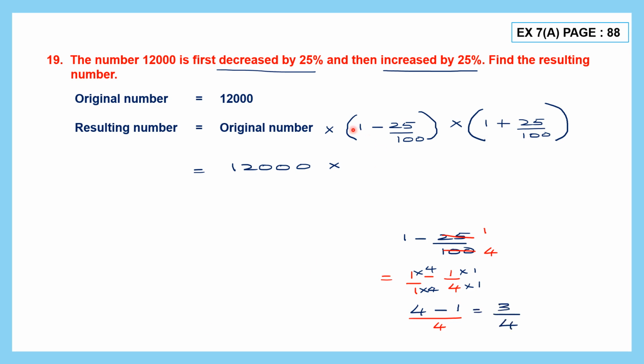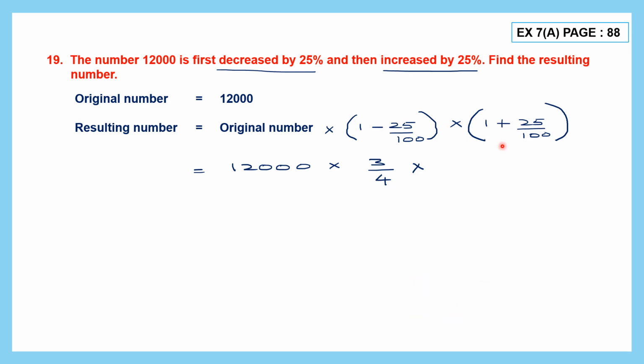So we have solved this portion. We've got 3 by 4, which we're going to write here. So let's write that 3 by 4 into, now let's solve the other portion. That is 1 plus 25 by 100. So let's do that. 1 plus 25 by 100. Let's cancel this. So 25 ones and 25 fours. So now we have 1 plus 1 by 4.